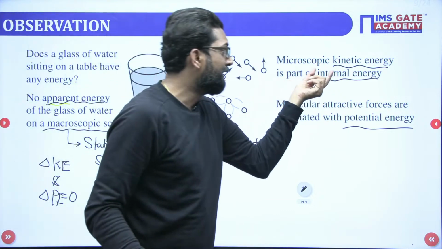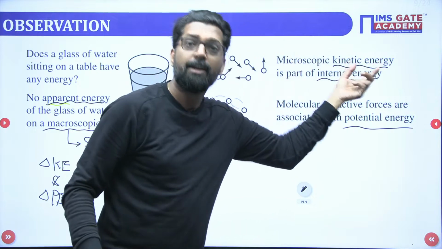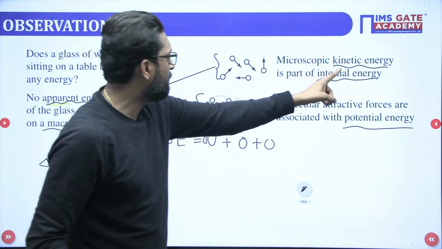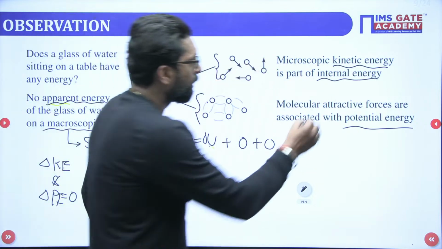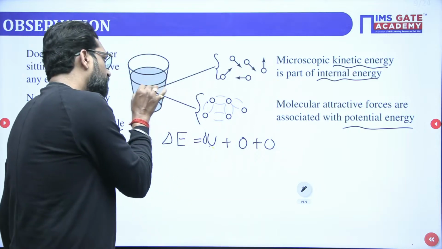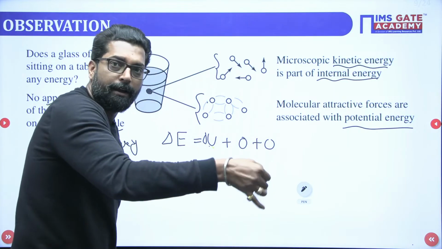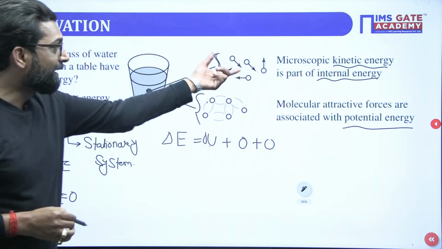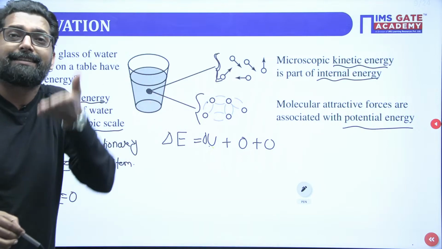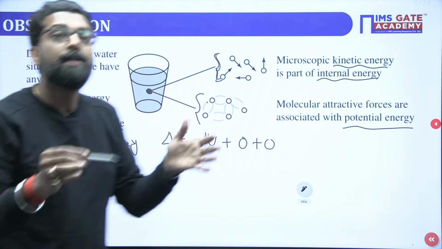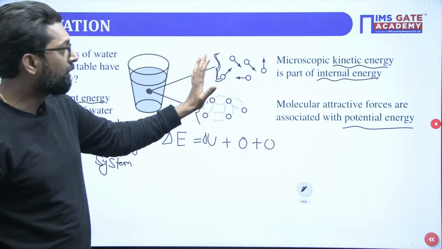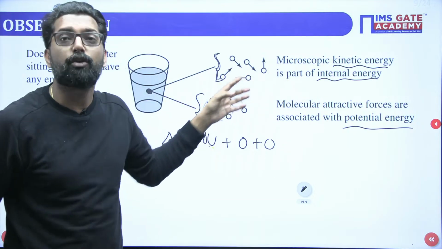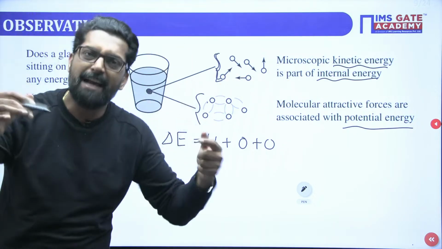First is the microscopic kinetic energy, which is due to the random motion of the molecules. Why is the random motion there? Because there are thermal agents and thermal energy. That means this glass of water has a certain temperature, and due to this temperature it has this energy, which is due to the motion of the molecules at a microscopic level.